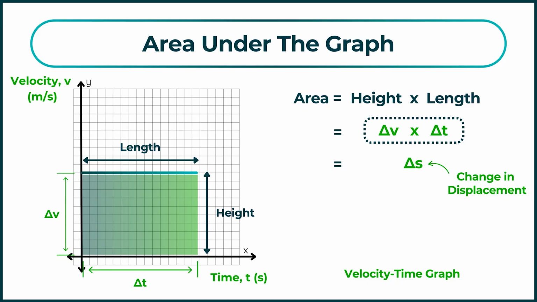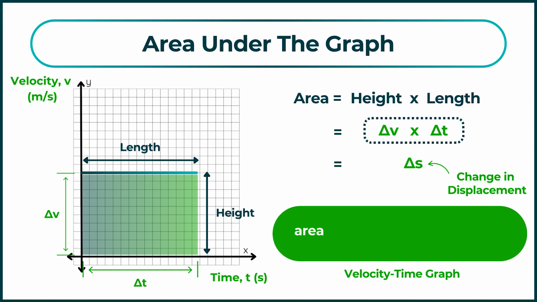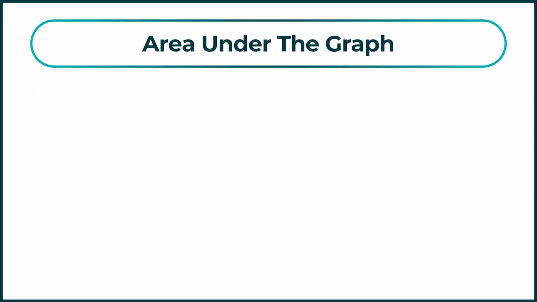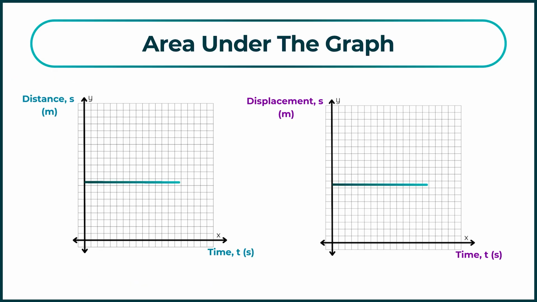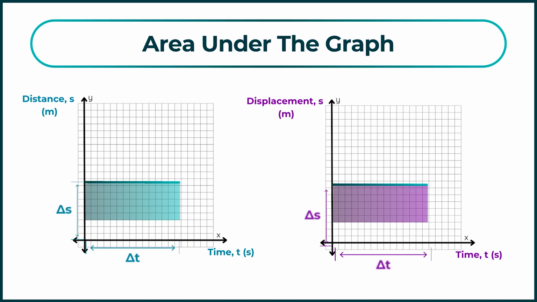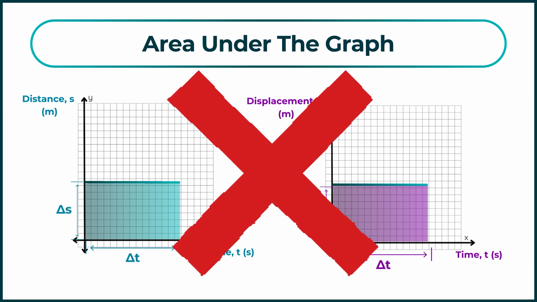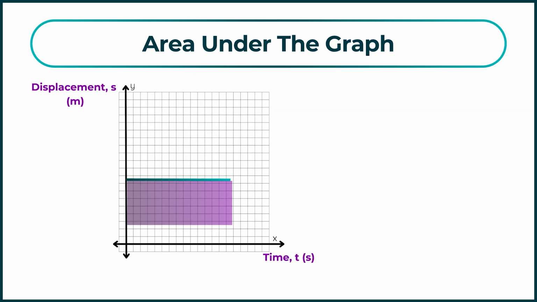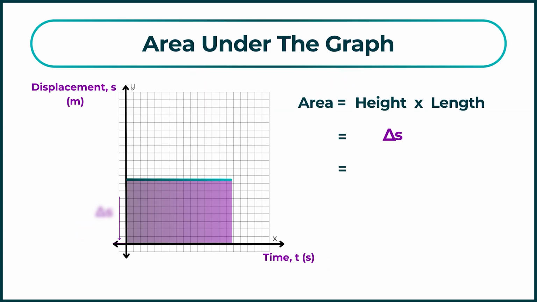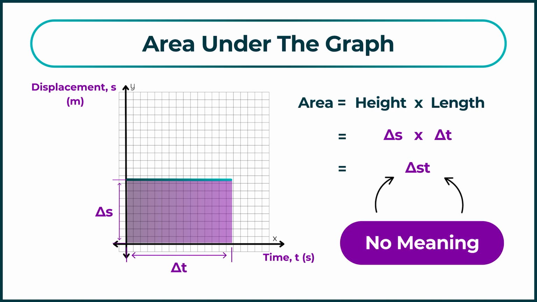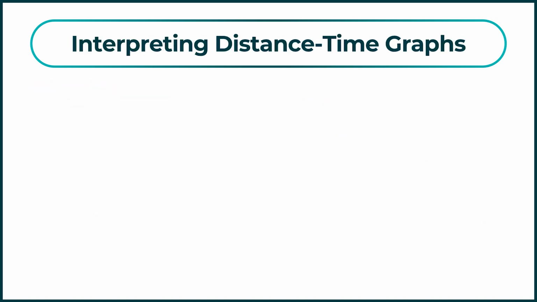Therefore, in a velocity time graph, the gradient represents acceleration, while the area represents the change in displacement. For displacement time or distance time graphs, calculating the area under the graph doesn't yield any meaningful physical quantity. For instance, in a displacement time graph, the area calculation delta s times delta t produces a meaningless variable.